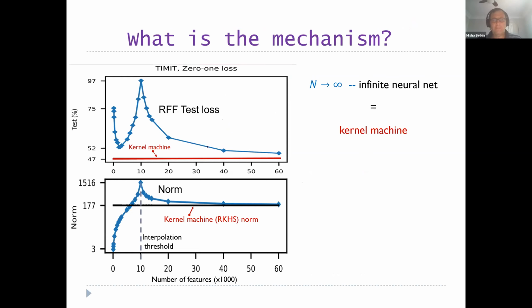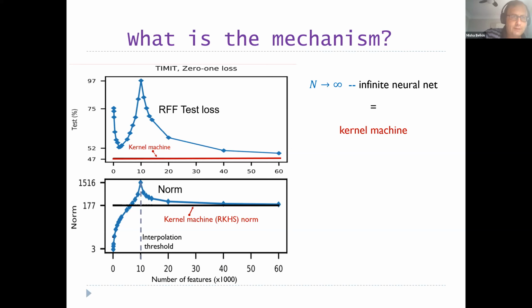Okay, so now what is the mechanism? It becomes pretty clear once you start thinking about it. The key here is to write the norm of the solution, the norm in the parameter space. From this computation, the norm is an approximation of the RKHS norm. And what the kernel machine does is it actually finds a minimum norm solution in the RKHS norm.